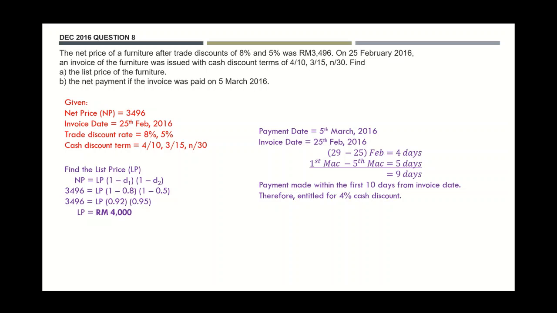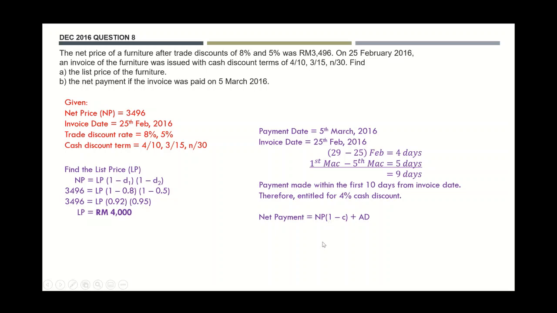So the next thing is to calculate the net payment. The net payment is simply given by NP(1 minus C) plus AD. Why do I use NP over here? Because I have the value for the net price. If you don't have the value for the net price, then use LP(1 minus D1)(1 minus D2). In this case, since I already have the NP, you don't need to put in 1 minus D1 and 1 minus D2 anymore because you have already done that.